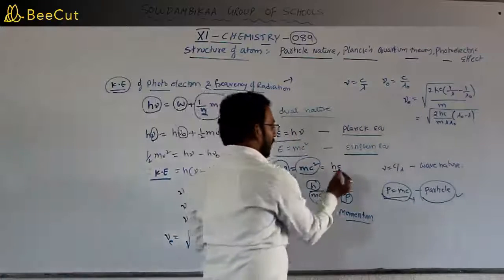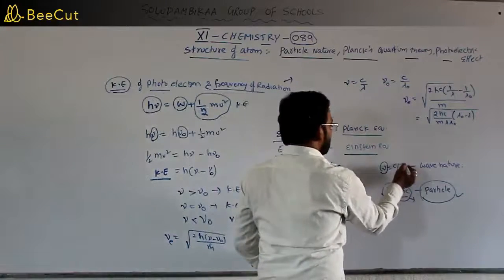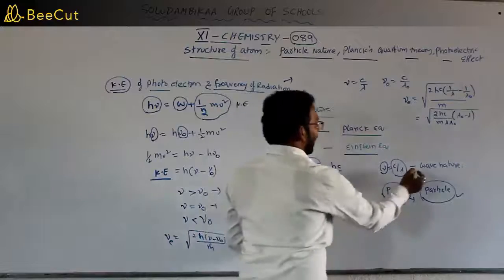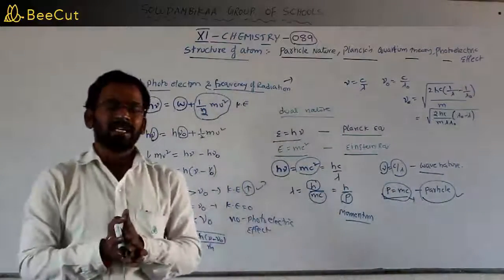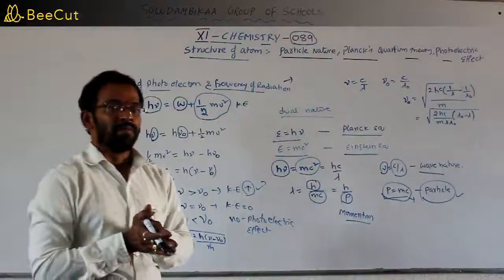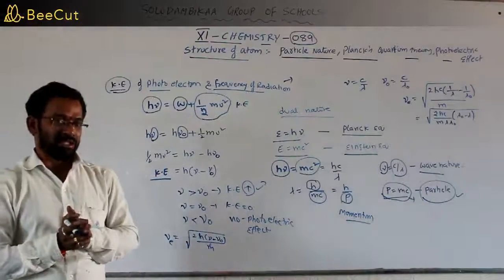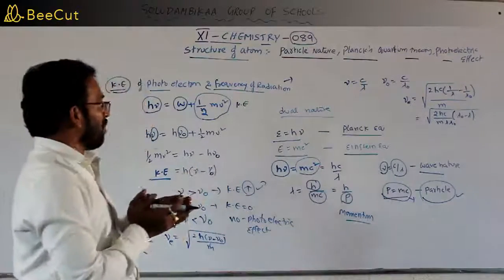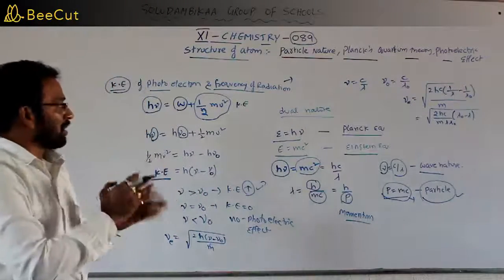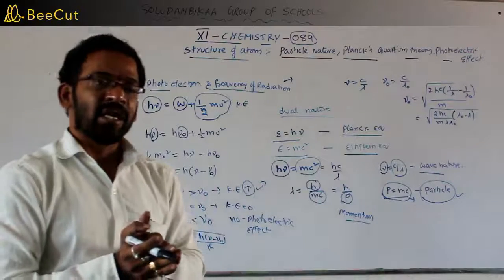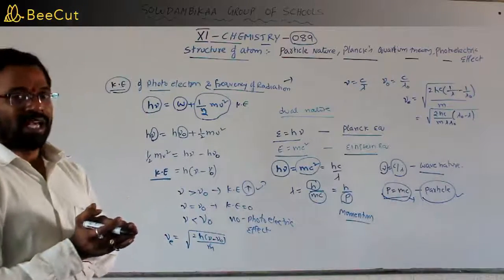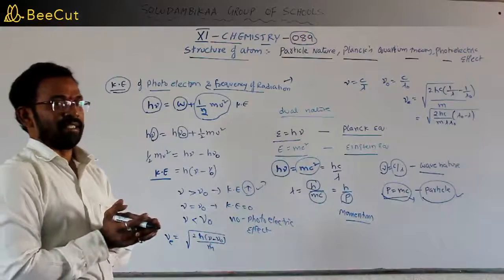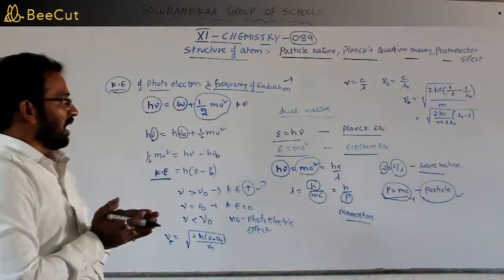Now h c by lambda: we know that nu is equal to c by lambda. That means it explains the wave nature. So the dual nature of light is explained by the photoelectric effect. This completes the mathematical expression on the dual nature, the photoelectric effect and kinetic energy, how it is related to the threshold frequency and the frequency of incident light, and the variations we can observe here.